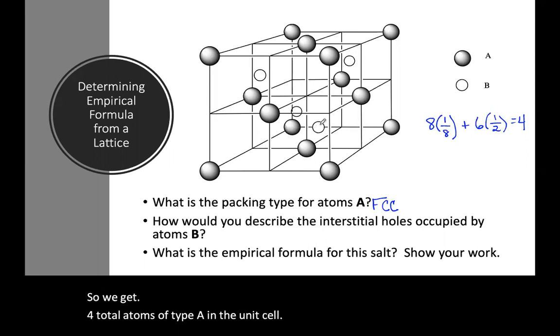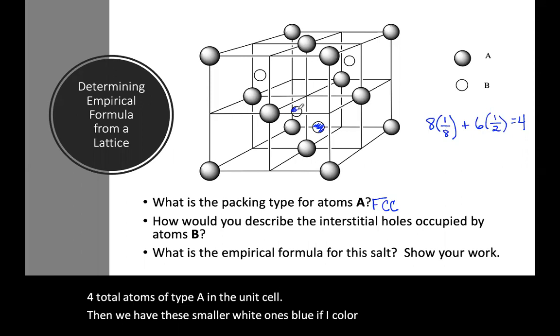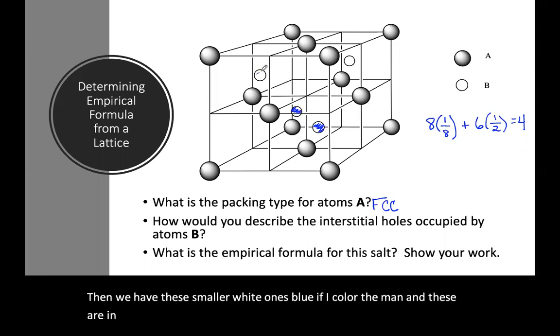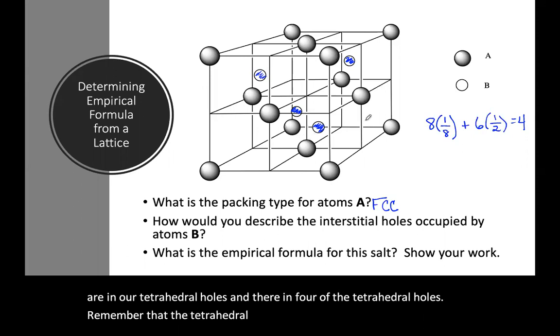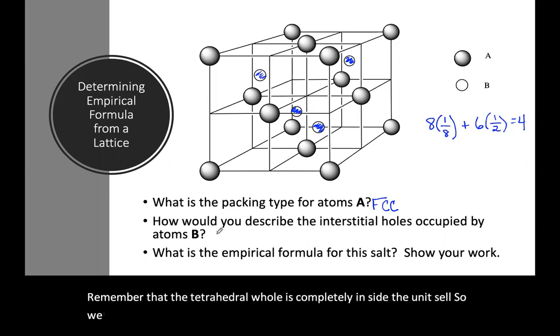Then we have these smaller white ones, blue if I color them in, and these are in our tetrahedral holes. And they're in 4 of the tetrahedral holes. And remember that the tetrahedral hole is completely inside the unit cell. So we have 4 of these atoms in our tetrahedral hole.